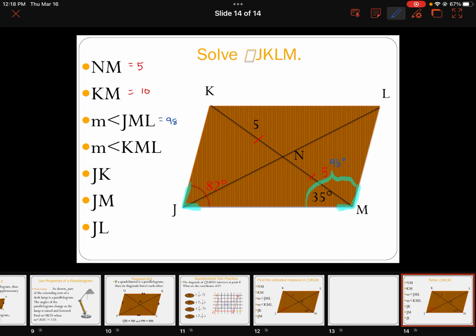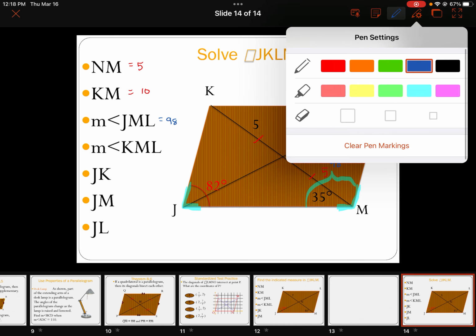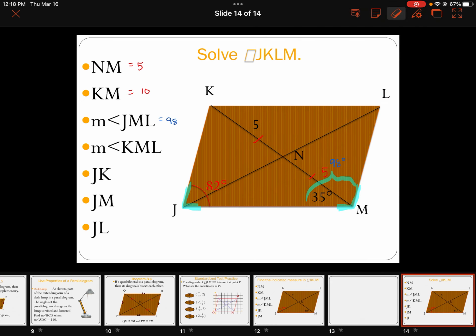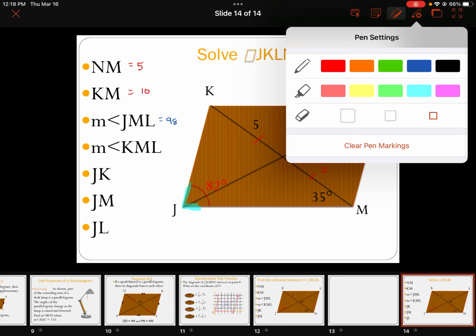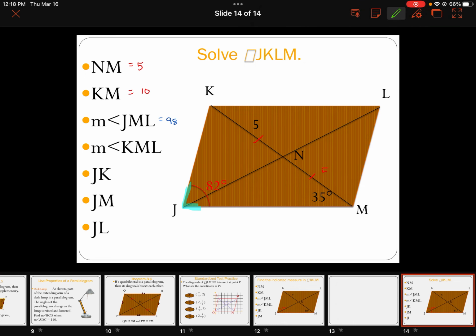Okay, now angle KML, that's part of that 98 degree angle that we just found. So in an effort to make this easier to look at, we'll just erase that for a second. This angle is 35, and the whole entire angle is 98, remember. So take that 35 away from 98, and that'll give you the measure of angle KML.